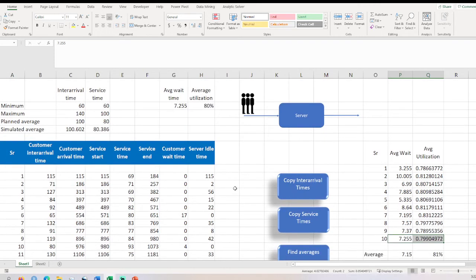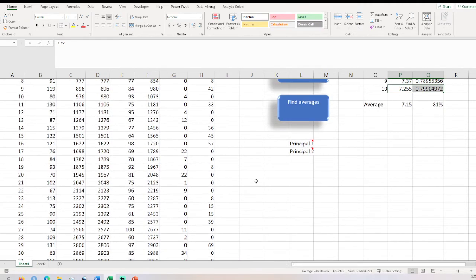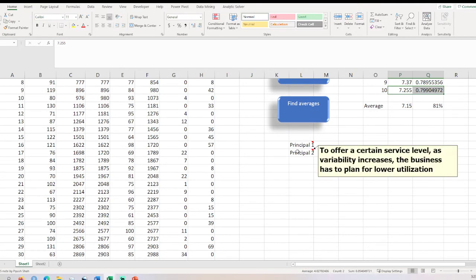So what happened is, when there was variability on both sides, in the previous case, if you remember, when service was stable, if I kept them idle 15% of the time, it worked. But now I have to plan to keep them idle for 20% of the time. So that's the idea of how damaging variability is: to offer a certain service level, as the variability increases, businesses have to plan for lower utilization. So a general statement: for any service, if we want to control customer wait times, we will have to plan for and aim for lower employee and lower resource utilization.